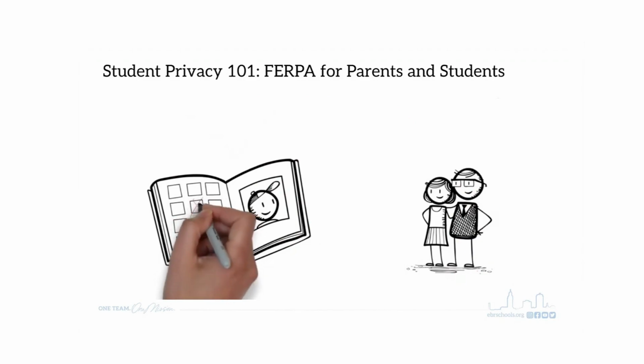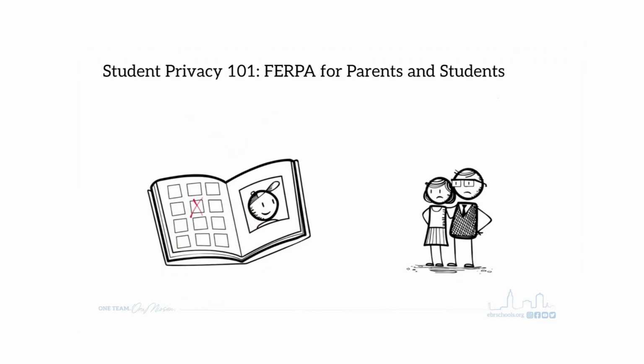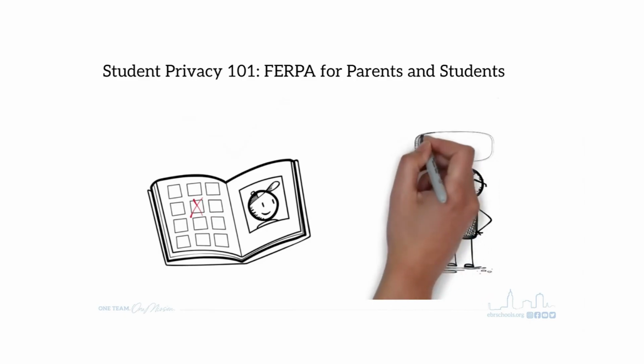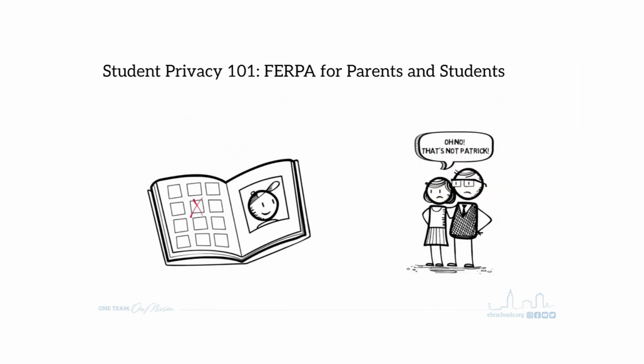Patrick's applying to college. He and his parents review his high school transcript and discover the school has gotten Patrick confused with another student who has lower grades. This isn't good.